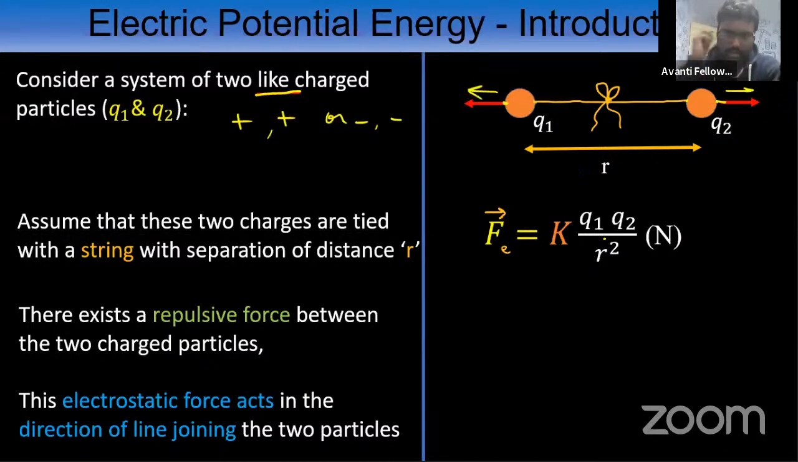Okay, guys. I hope this much is understood. To learn this electrostatic potential energy, we are considering two charged particles, Q1 and Q2. Both are like charges, so they like to repel each other with the magnitude of Fe equals K Q1 Q2 by r square. Now I have tied these two with a string.